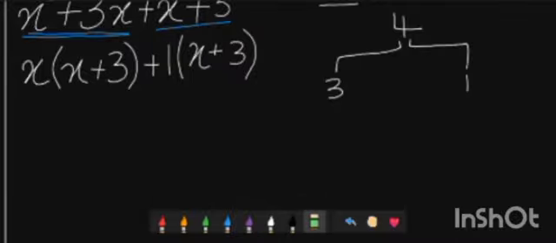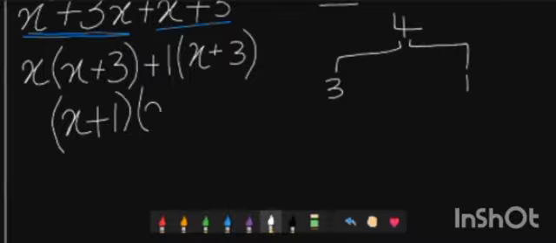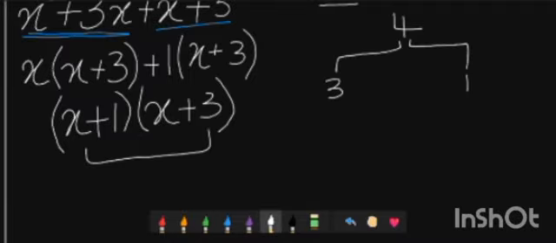So now let's get back to our question. Now what we will do is write the bracket one time, and the numbers or variables which are outside the bracket, in this case x and plus 1, we'll write in another bracket. So let's write down x plus 1 and x plus 3. Here we go. We have found the factors of the above expression.